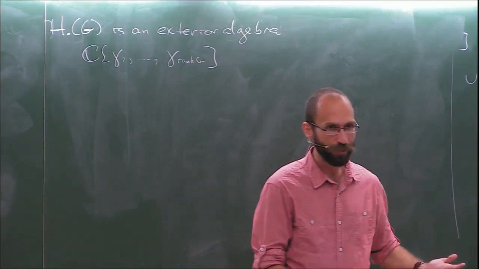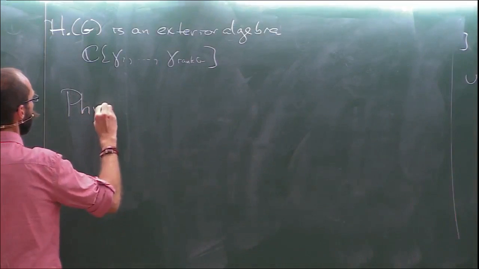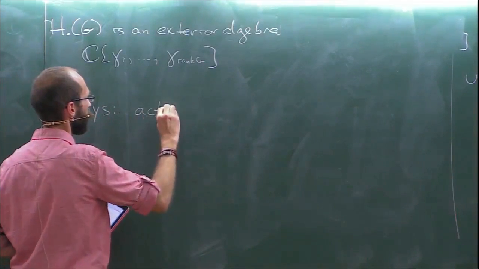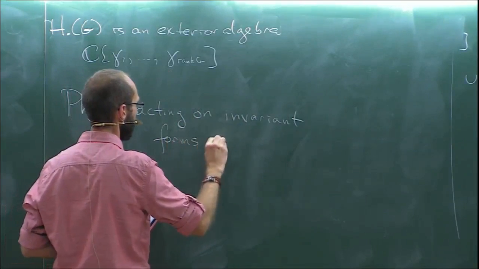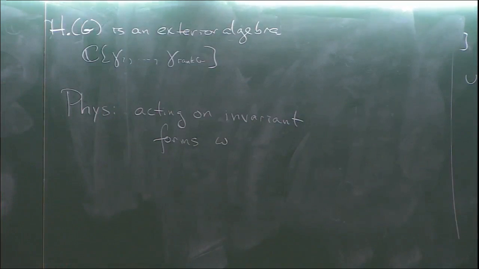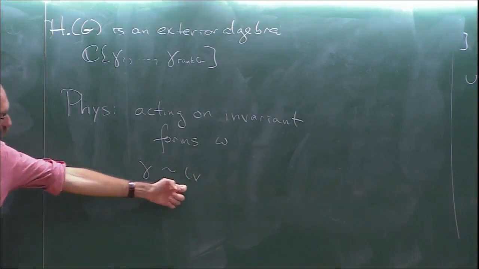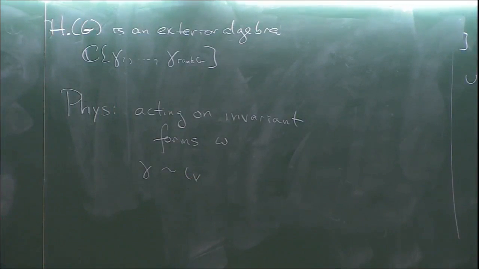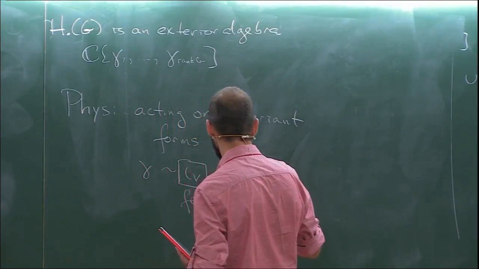Whenever there's a global G symmetry in quantum mechanics, the Hilbert space is a module for this fermionic algebra. Physically, acting on invariant forms, gamma is the same thing as contracting with V. These integrals just renormalize by a constant. And the one cycle gamma is the same thing as acting with IV. And this is a particular fermion in the current multiplet.